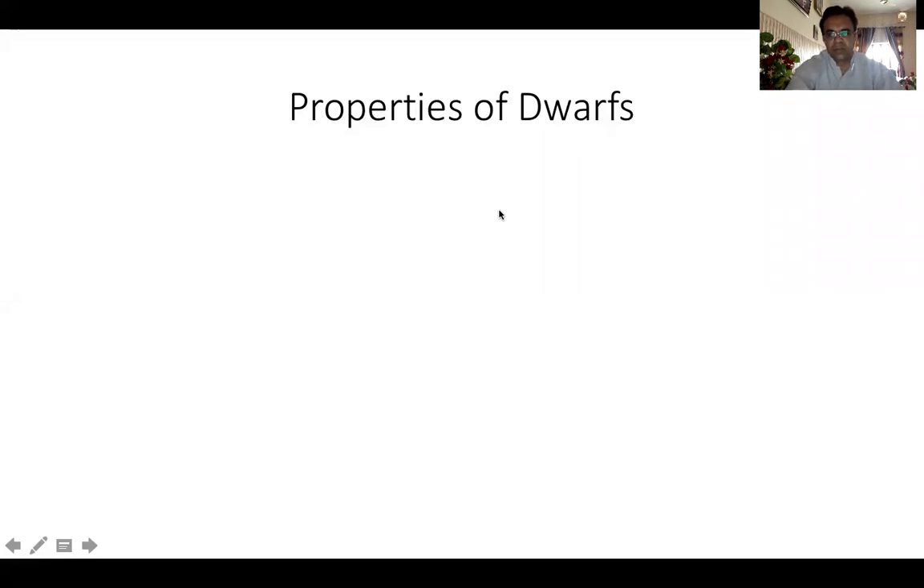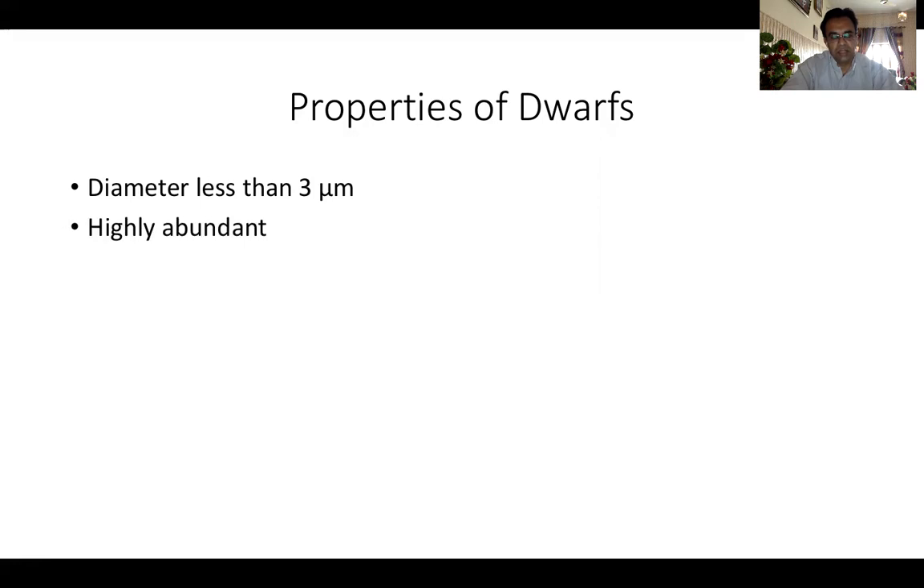So regarding the dwarf cells, the different properties they have include, first of all, they're very small. The diameter is less than 3 micrometer. Secondly, they are highly abundant in the soil. As you see, more than 95% are the cells which are dwarf. And they are highly abundant in the soil, and the abundance increases with depth.